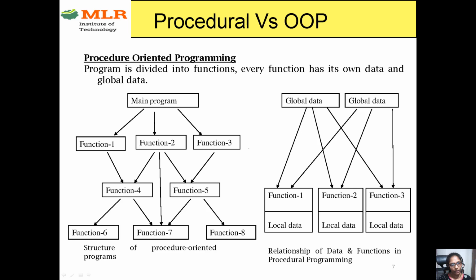In procedural or structured programming, the main program will be divided into sub functions if we need. If your program is complex or clumsy, then it will be divided into multiple functions. Otherwise, if your program is very simple, then you can go with the main program itself. That means only one main function is enough.